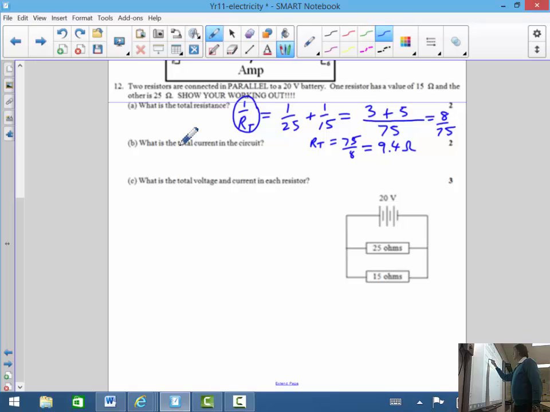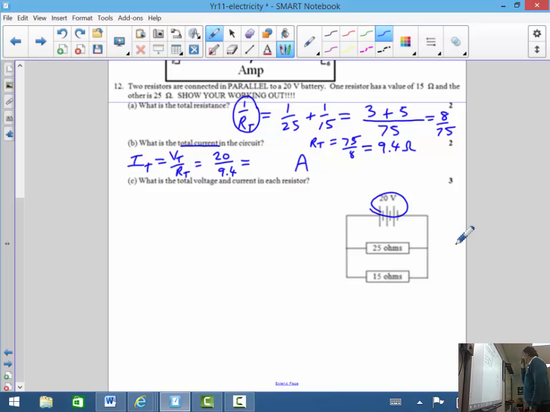Okay. To get the total current here, you've now got the total voltage and the total resistance. You're going to use your Ohm's law there to solve that and just rearrange it. I equals V over R basically. And so it's 20 volts divided by 9.4. So you get a current of about 2.13 amps. We'll round that off.